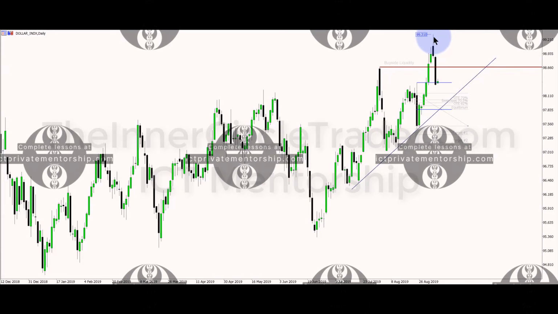So everything is a mirror image. What I expect to see form on dollar index, I'm wanting to see the opposite form in euro dollar and on British pound versus USD.